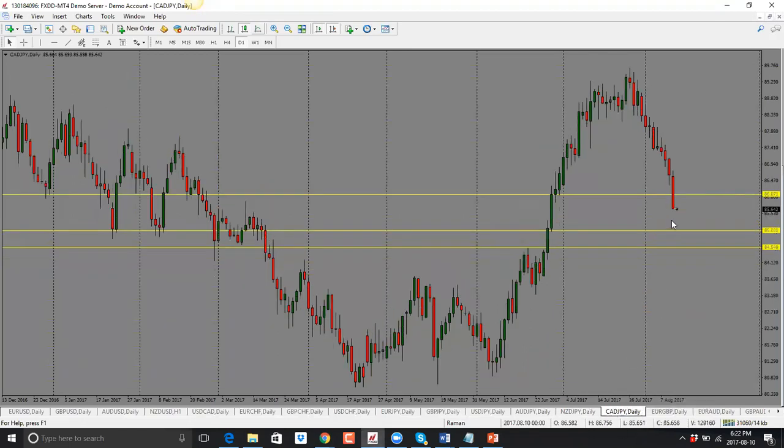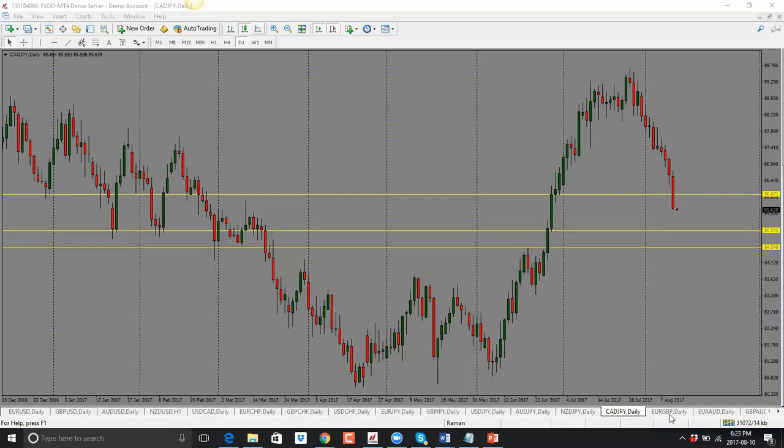CAD yen, we are bearish on this one as well. So this one may pull back into, so I sent out a trade alert. I entered a trade in this one. So it may do one of these, so we have to be cautious about it. But overall, bias is to the downside for CAD yen as well. And the target here is 85.00 as the first target. Second target is 84.50. So those will be the two profit targets to the downside.